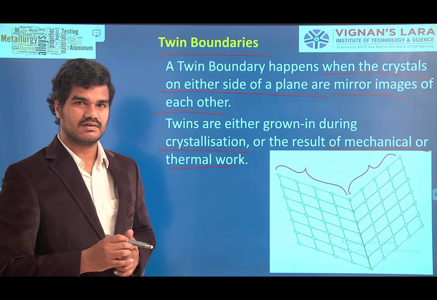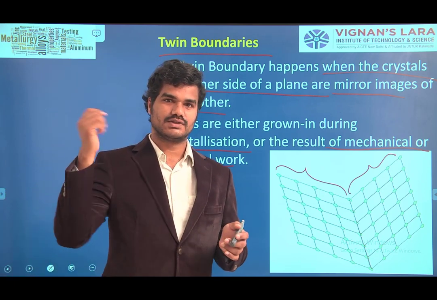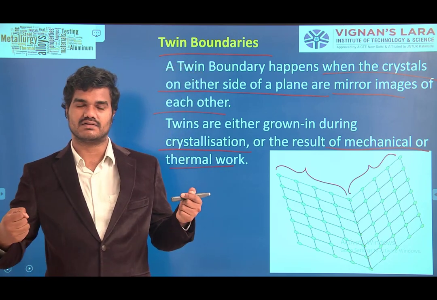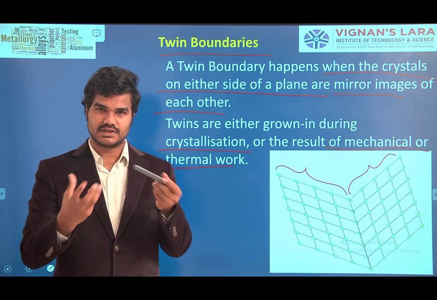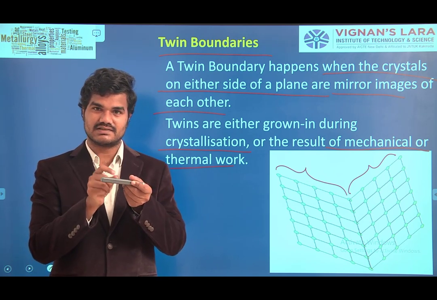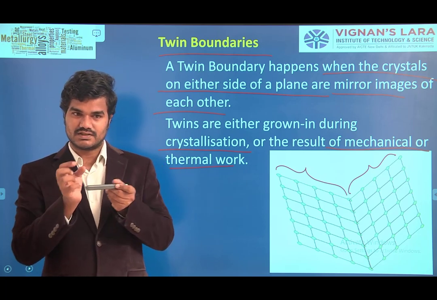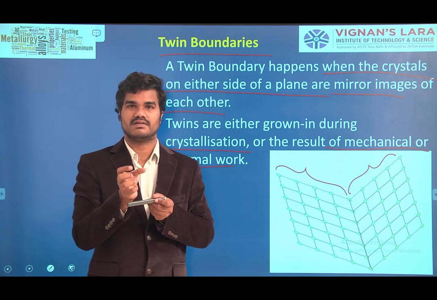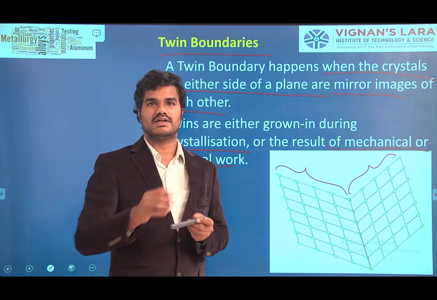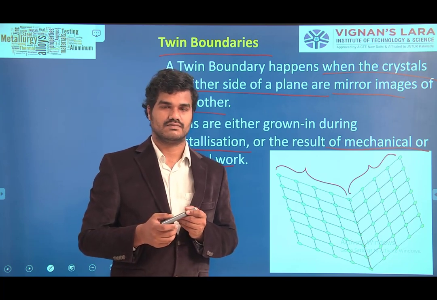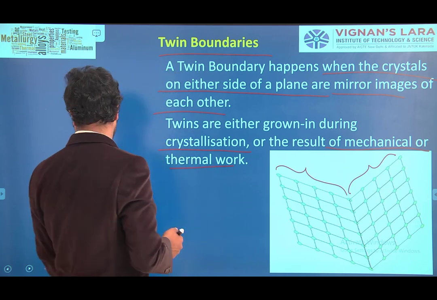When is that happening? During thermal work, when you apply heat, or during mechanical work. Mechanical means you are hammering, or you are applying tensile load. When you apply tensile load, it will elongate. Elongation means what? Inside the grains, the crystal sizes and shapes are changing. During the change, two adjacent crystals may come into tilt boundaries. Hope you got it. Fine. That is about the tilt boundaries.